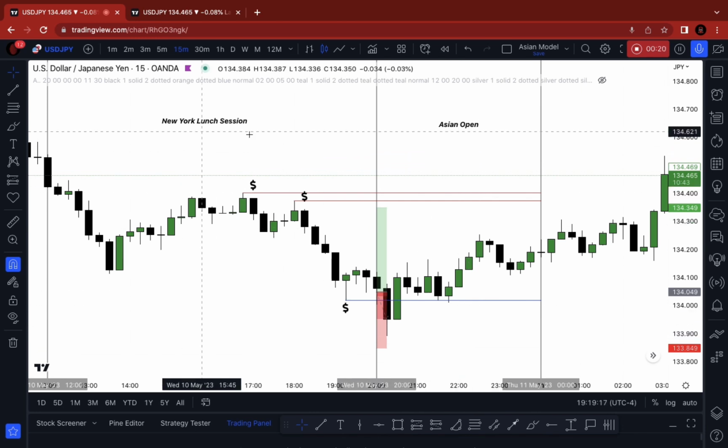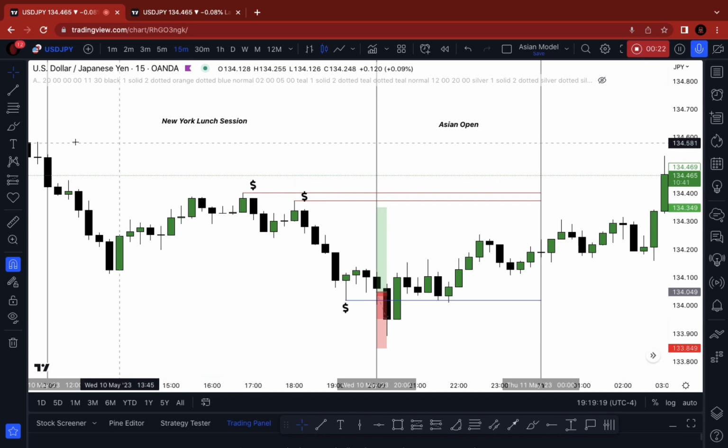So here you can see we have the New York lunch session. This is going to be 12 p.m. all the way to 8 p.m. And then it's going to be 8 p.m. to 12 a.m. for the Asian Session Open.